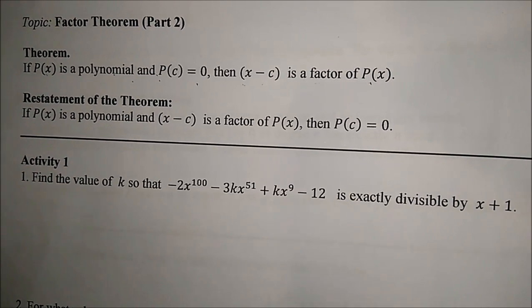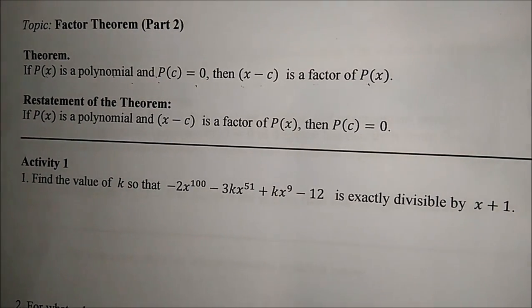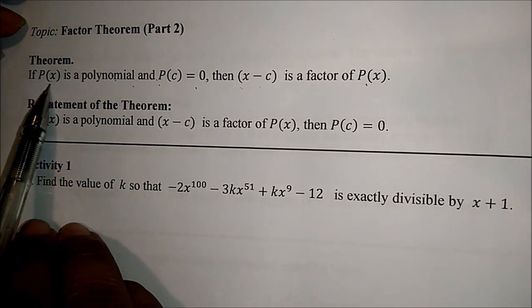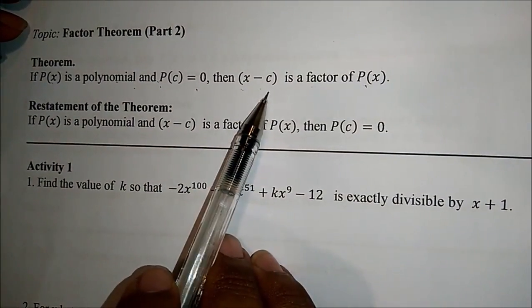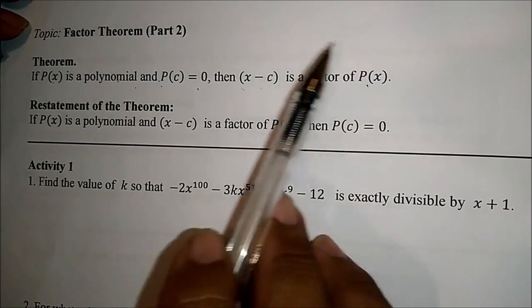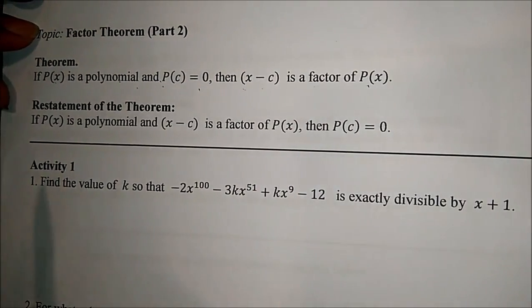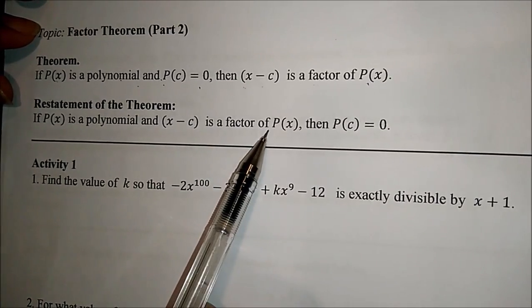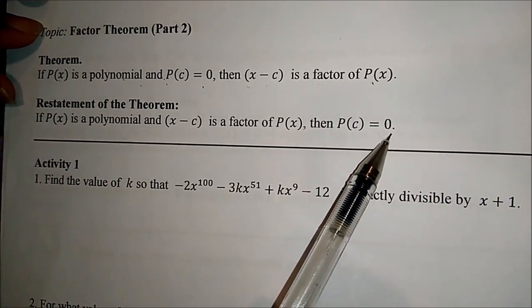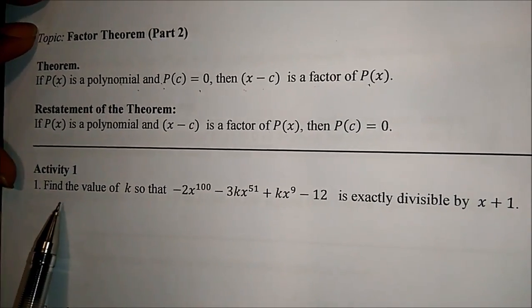Okay, now let us solve the extension of the factor theorem. So remember the theorem: if p of x is a polynomial and p of c is 0, then x minus c is a factor of p of x. Or the restatement: if p of x is a polynomial and x minus c is a factor of p of x, then p of c is equal to 0. So let us solve activity 1.